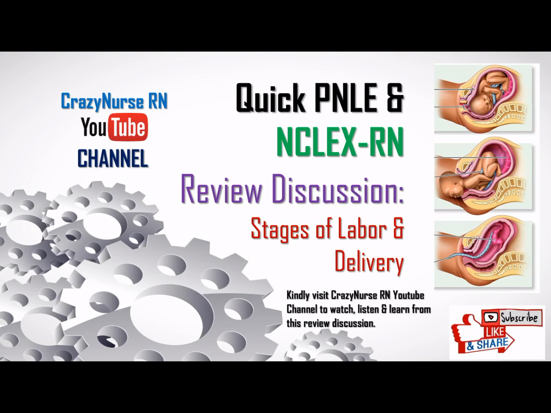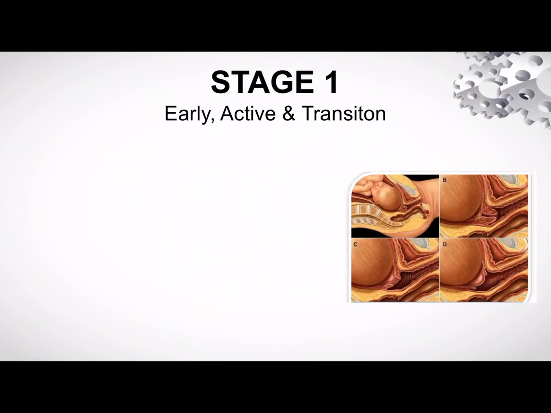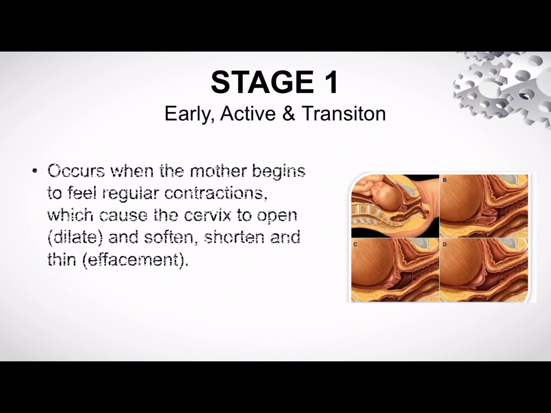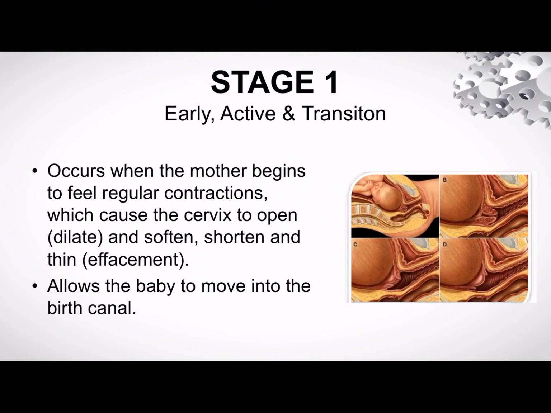Let's begin our review session on stages of labor and delivery. There are 4 stages of labor and delivery. For stage 1, it is called your early, active, and transition stage. Occurs when the mother begins to feel regular contractions, which cause the cervix to open or dilate, and soften, shorten, and thin, effacement. Allows the baby to move into the birth canal, and it is the longest part of all stages.